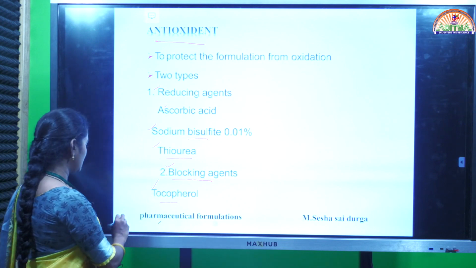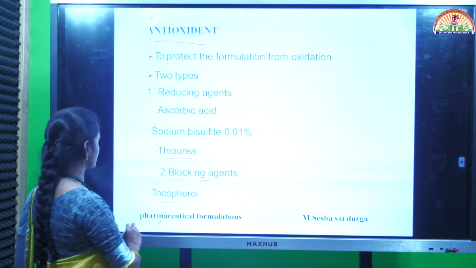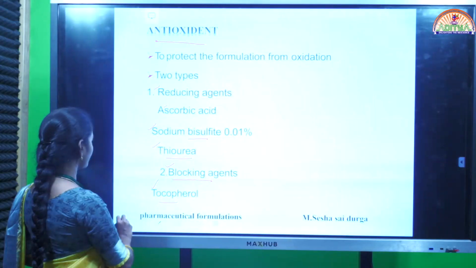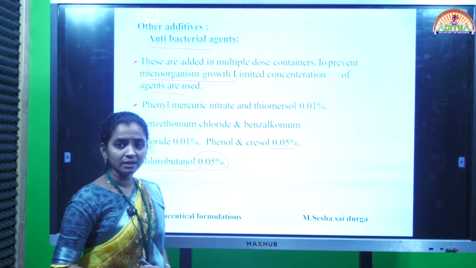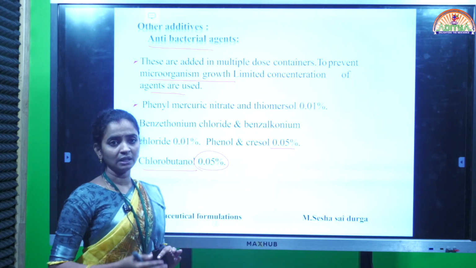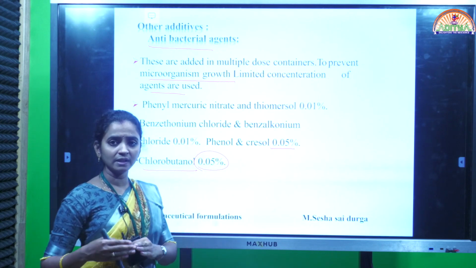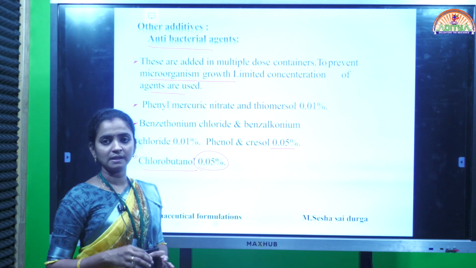After the vehicle, what are the other ingredients we need to include? First one, antioxidants, next buffers, and next antibacterial agents. Not only these three, other ingredients are also there, like chelating agents, and some other categories. We will discuss all the remaining things in the next class.